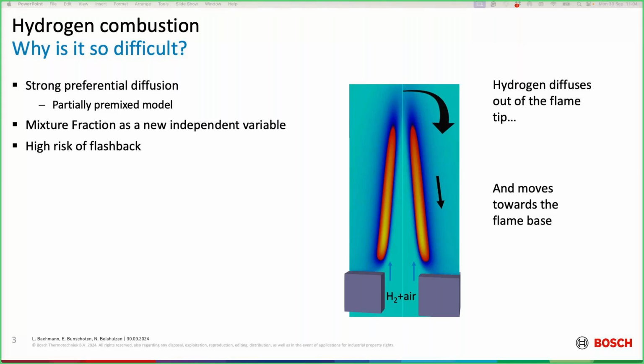And on top of that, hydrogen has a very high flame speed. So in general, we already have a high risk of flashback, which we, of course, need to prevent due to safety.